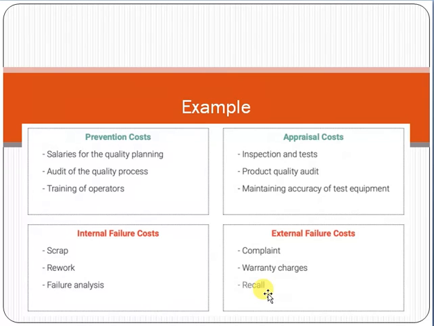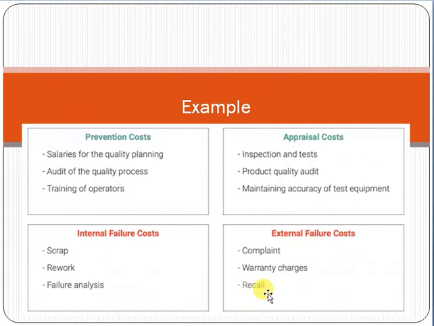The external failure cost is like complaints, warranty charges, change charges, recall. For example, you have given internet devices to some customer, and then you realize that it has some hardware failures, it is not working properly, and you receive complaints and warranty charges, and you have to replace the internet devices with the correct ones. This is the external failure cost.